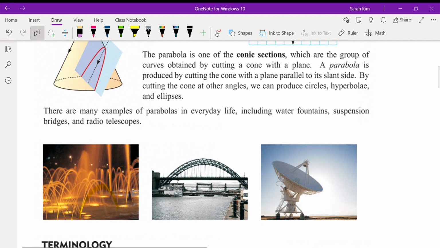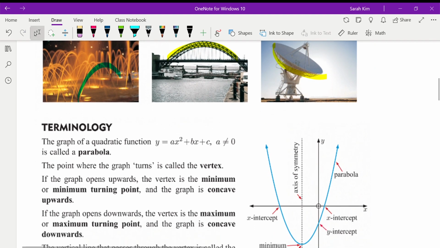Real life examples: you can see all of these images have parabolic shapes in them, so you can maybe highlight it and draw it. So it can be applied in different scenarios and situations.